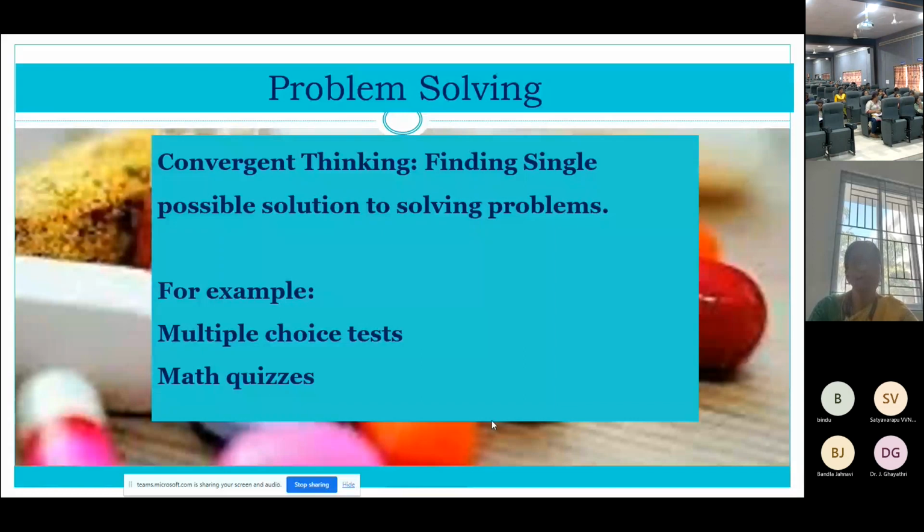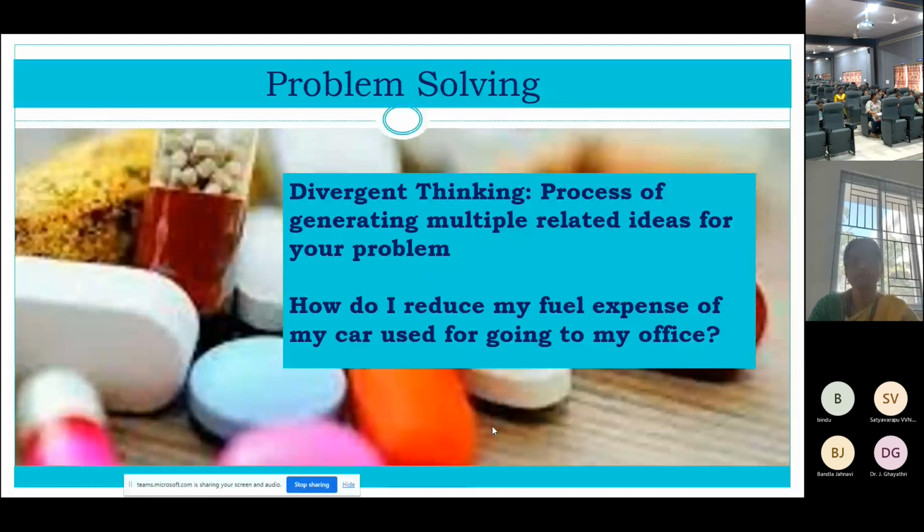And then the next one is divergent thinking. This is a process of generating multiple related ideas for your problem. The problem is a single problem, but the ideas are multiple related ideas. So, for example, how do I reduce the fuel expense of my car used for going to my office?